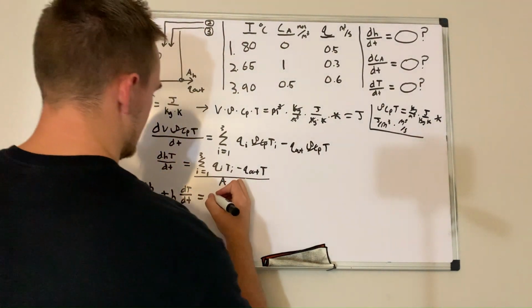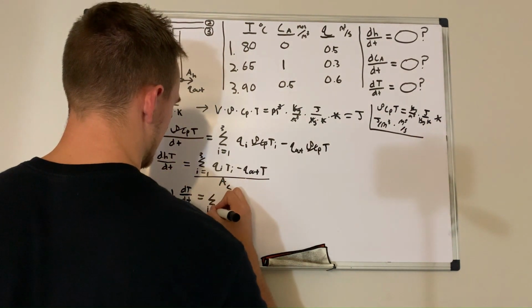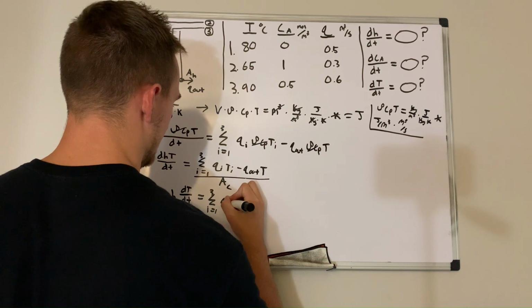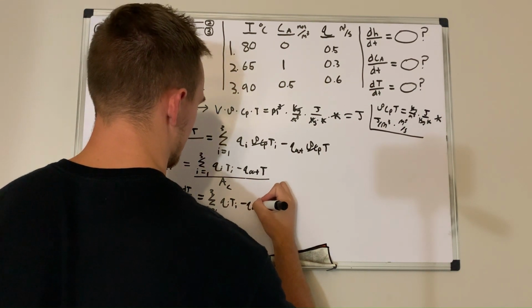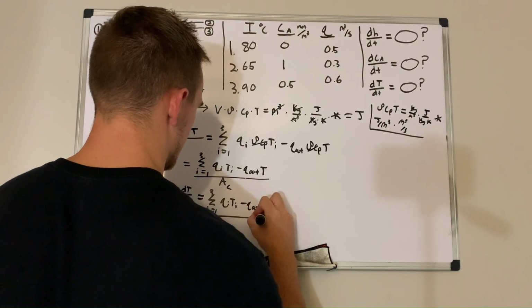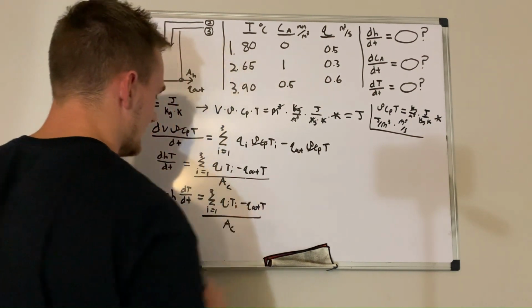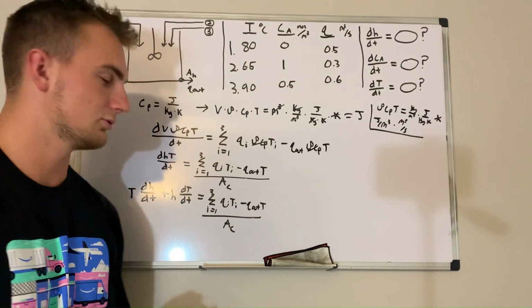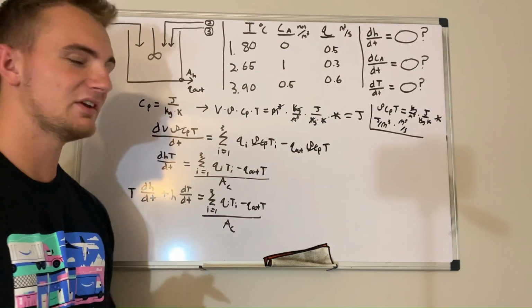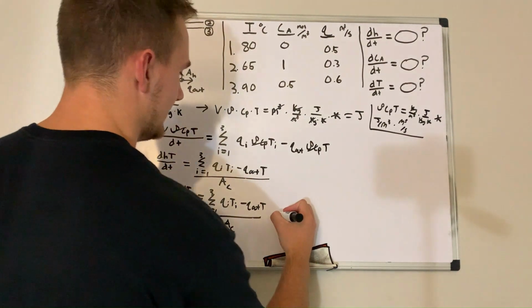And over here, again, we will have from i equals 1 to 3, our flow rates times our temperatures, both in and out, divided by AC. So now, because we have utilized the product rule, we can go ahead here and isolate the change in temperature with respect to time. So let's do that here.